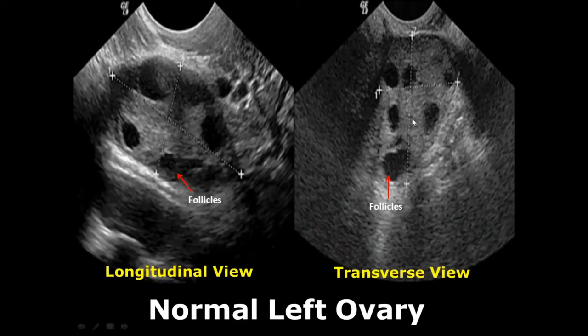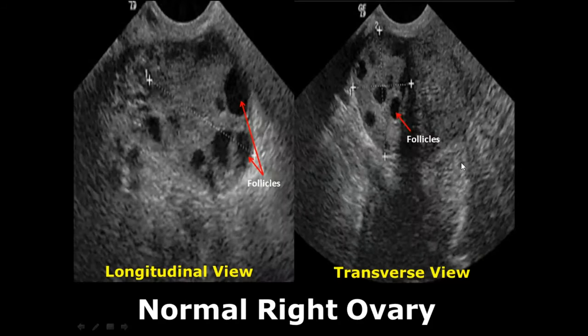Starting off with the normal views of the left ovary, in the longitudinal view, it is wider and has multiple follicles, and in the transverse view, it is taller. And we can see the follicles inside the ovary. Similarly, for the right ovary, both the longitudinal and transverse views show follicles.